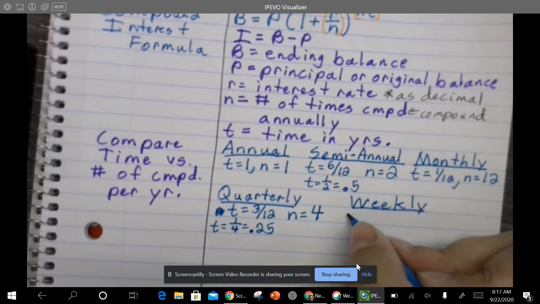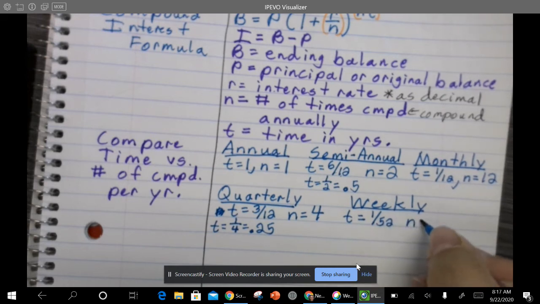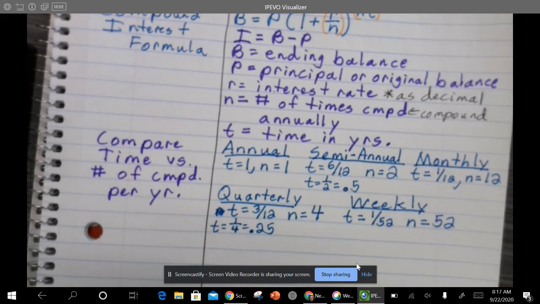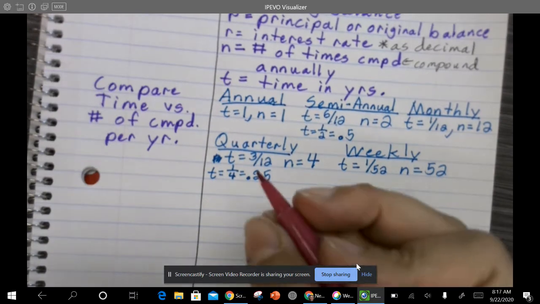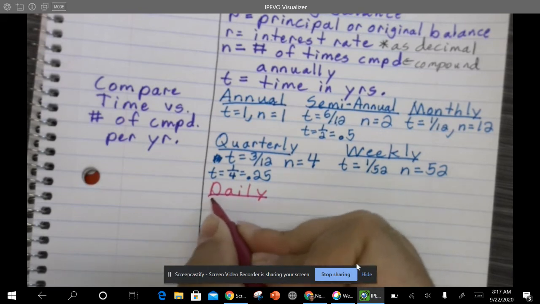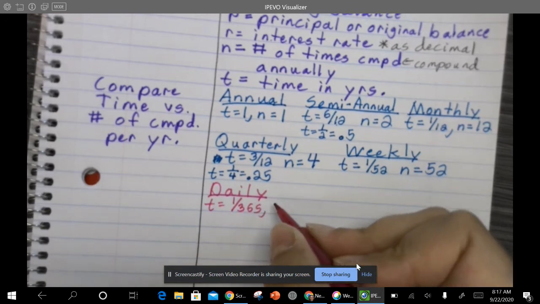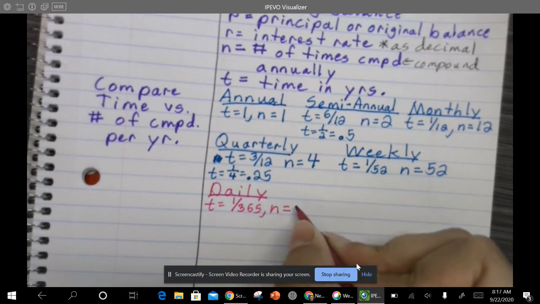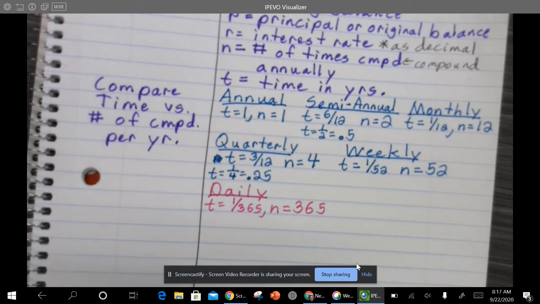Okay, weekly, everybody, would be, if you want to know how much interest you earned in 1 week, it would be 1/52, so 52 weeks in a year, everybody. Okay. If we wanted to know daily, yes, some people want to know that. How much did I earn daily? So daily, everybody. So I would do, so if I want to know how much interest I'm earning per day, so it would be 1/365. Everybody, 365 days a year being compounded daily, and n would be equal to 365. Again, 365 days in a year, okay?